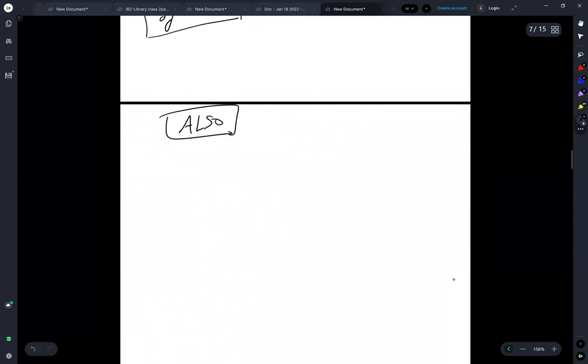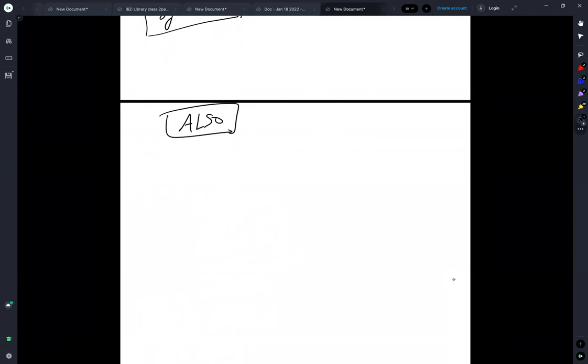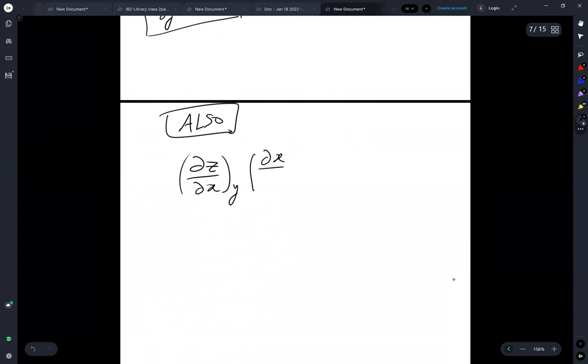This also means that we can take our partials, and we have dz by dx at constant y, and dx by dz at constant y, and they're equal to 1.